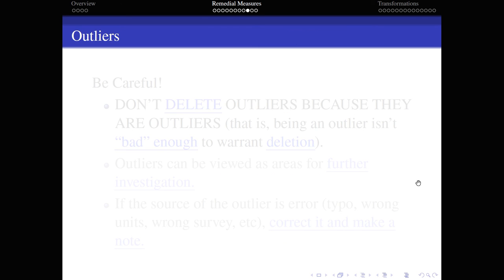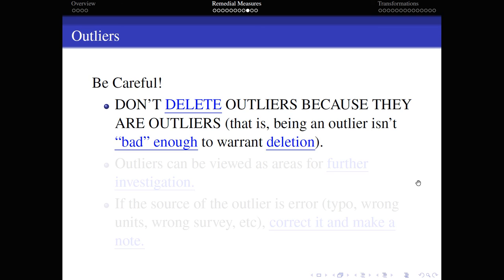One other issue that we run into is outliers, and I want you to be careful because there's a lot of articles and a lot of practice documents that talk about deleting outliers. With outliers, we do not delete outliers just because they don't fit a pattern in our data.